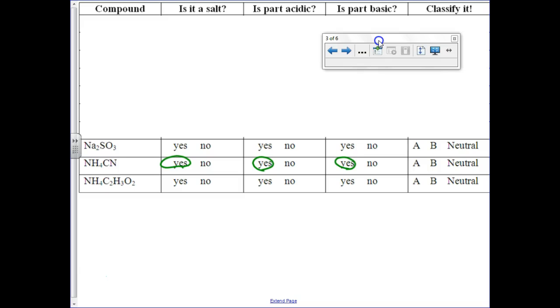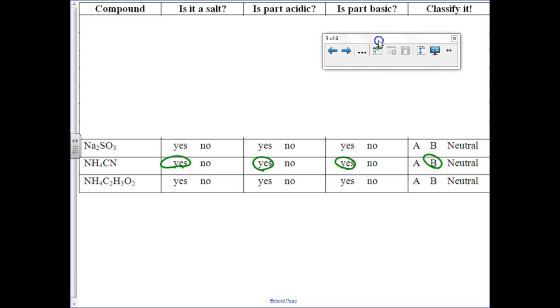Okay. Which of those two numbers is larger? The Kb of cyanide, right? That's a larger number. They're both very, very tiny, but Kb of cyanide is larger. Therefore, the overall property of this salt is basic. This is going to win out. That has greater strength than this. So therefore, it's basic.